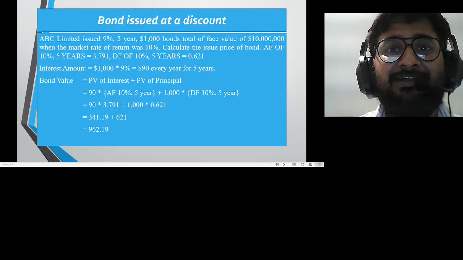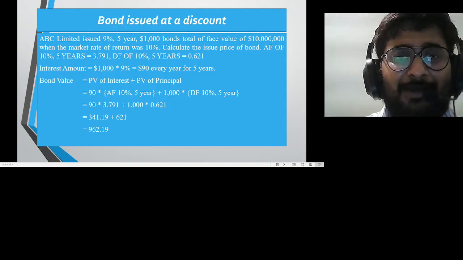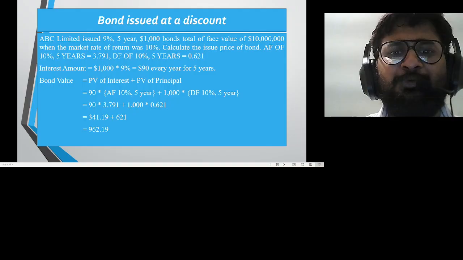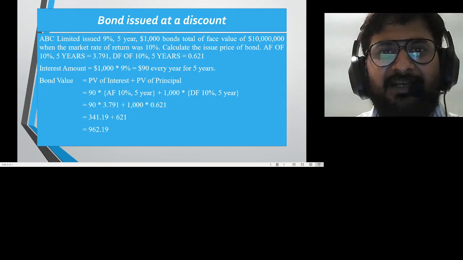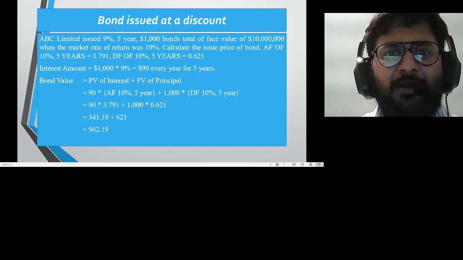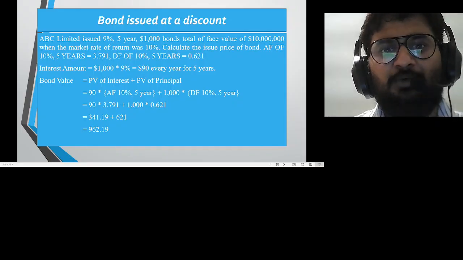We multiply the face value with what? Yes, coupon rate. Because this is what the company has agreed to pay, 1000 into 9%. So 90 every year will be paid for 5 years. 90 will be paid in the first year, second year again, third year again, fourth year again, fifth year. Principal will be repaid at the end of the term, $1,000.